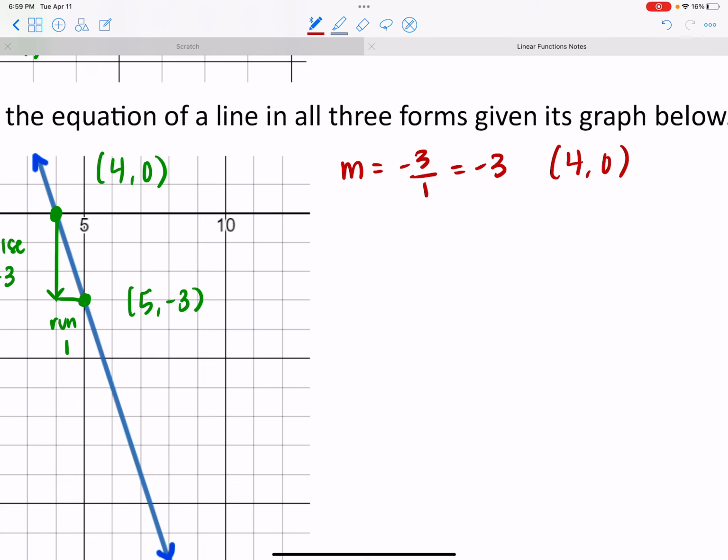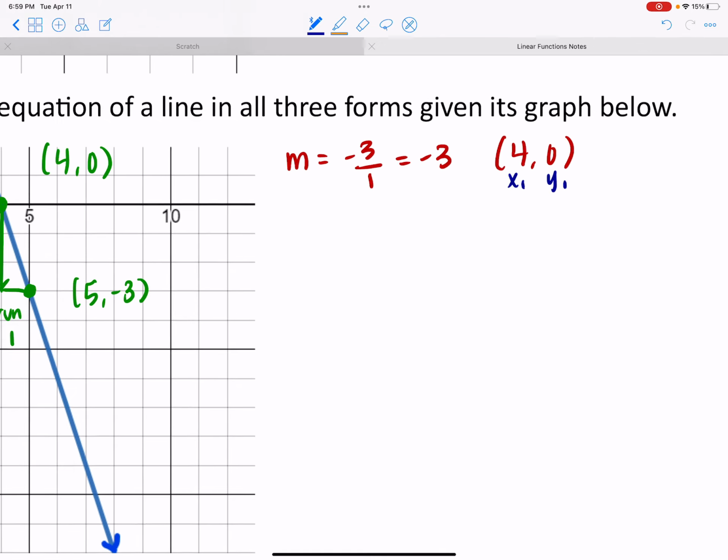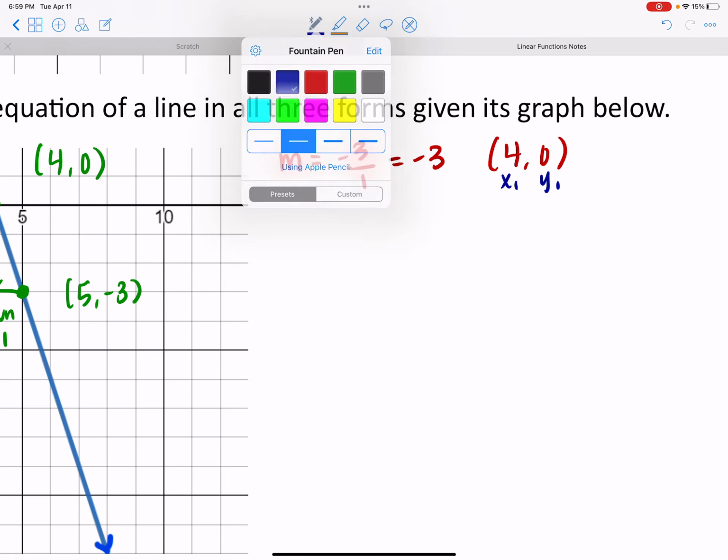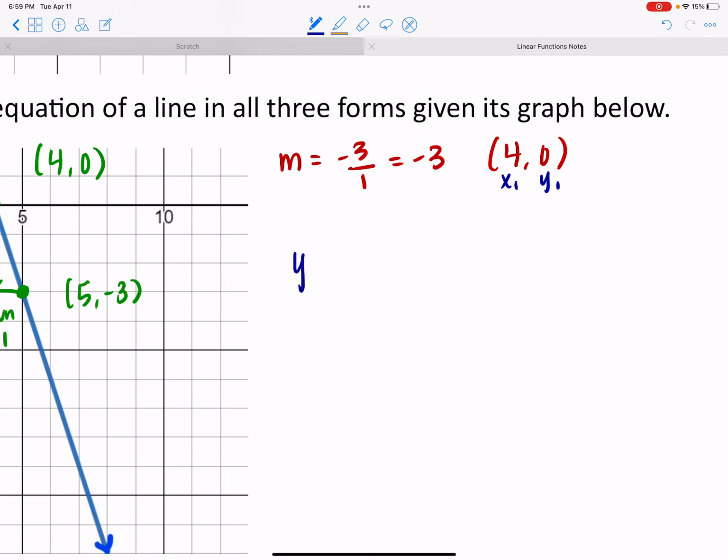So I'm going to let this point represent x1 and y1. Since I have the slope and a point, I'm going to start with point slope form. In the other ones I had m and b, so I started with y = mx + b form. Since I have a slope and a random point, I'm going to start with point slope form. So I'm going to say y minus y1, which is 0, is going to equal m, which is -3, times x minus x1, which is 4. And so this would be my point slope form.